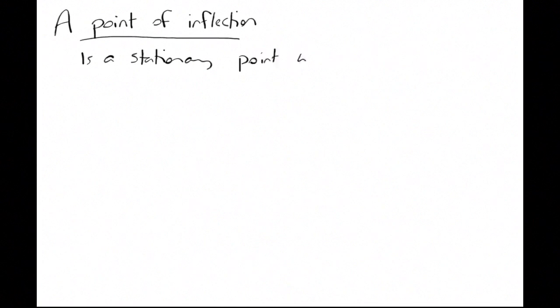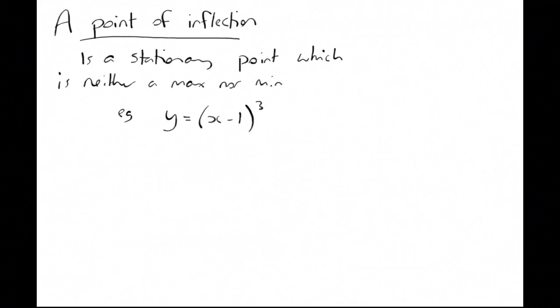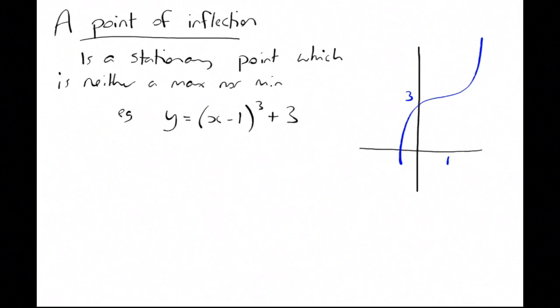Point of inflection is just a change of the curve from concave to convex. So we're going to look at it from a stationary point of view. We're going to say it's a stationary point which is neither a maximum nor a minimum. For example, a special cubic, y equals (x minus 1) cubed plus 3. It's going to go and the gradient is going to be 0, but it's neither a maximum nor a minimum. That's a point of inflection.